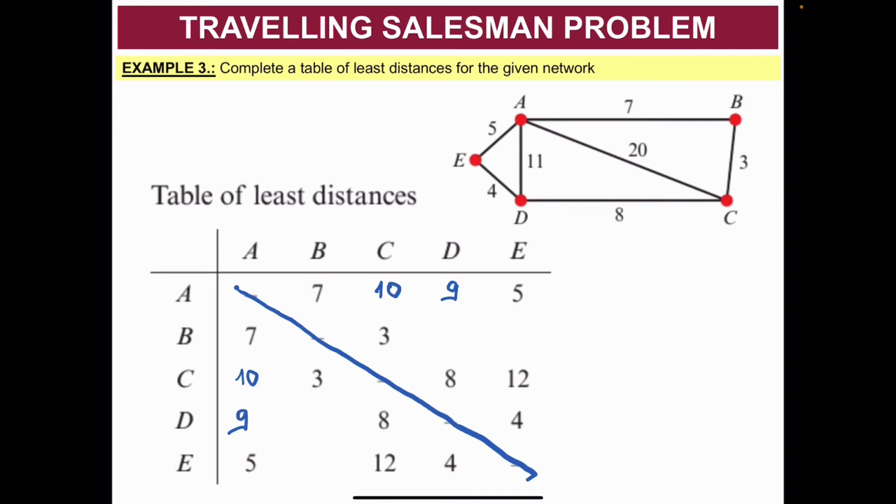Then I have BD, B and D, let me see, 11 is the shortest one. B and D is 11. And then I have BE. BE is either 12 or 15, so 12 is smaller. 12 and 12, and that's about it.